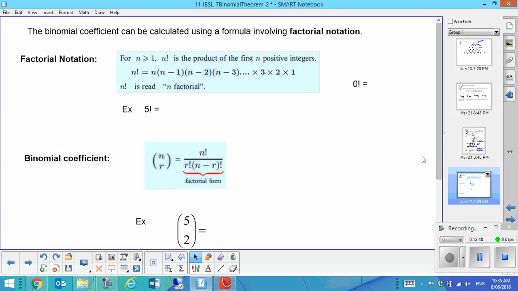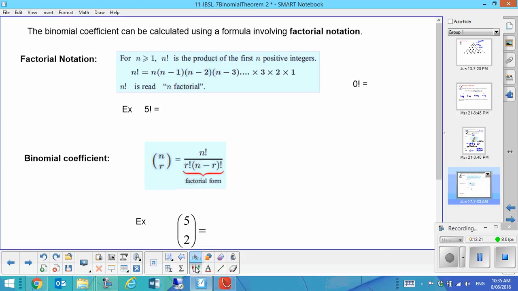We can actually calculate these using factorials. So a binomial coefficient can be calculated using a formula involving factorial notation. If you haven't come across factorials before, that's not a problem. But basically, for anything greater than 1, n factorial is the product of the first n positive integers. So n factorial means n times n minus 1 times n minus 2 all the way down to 1. And there's that little exclamation mark. It's on your calculator as well.